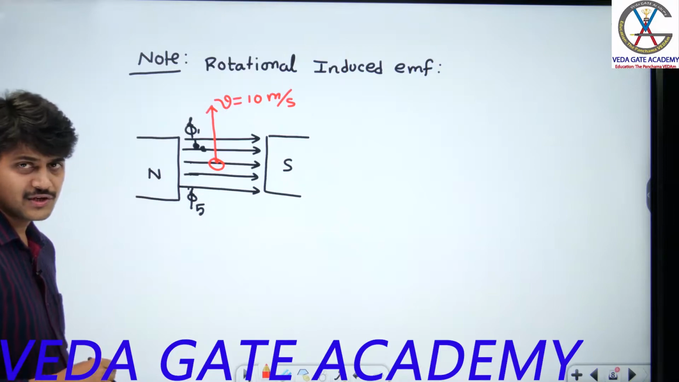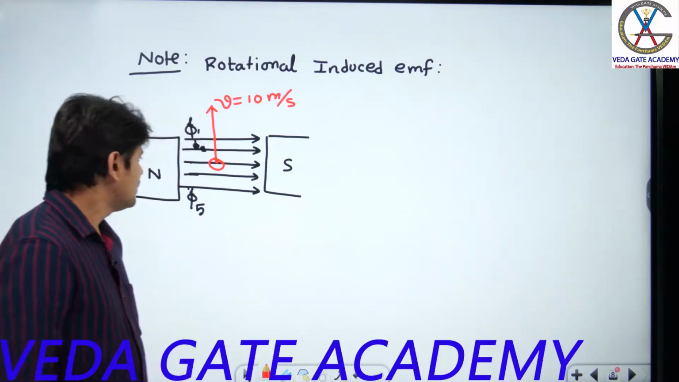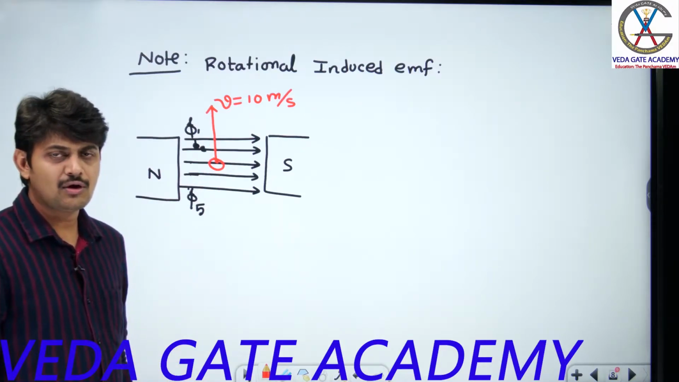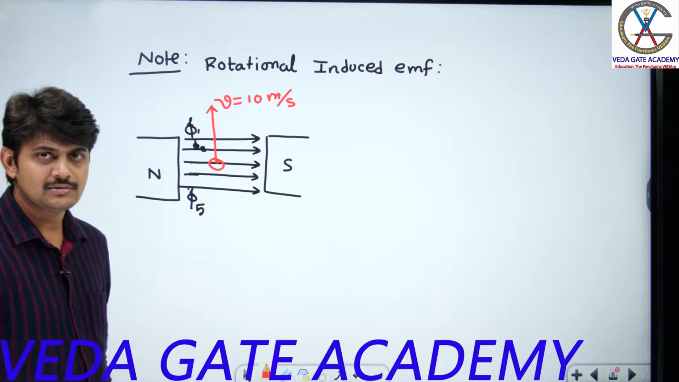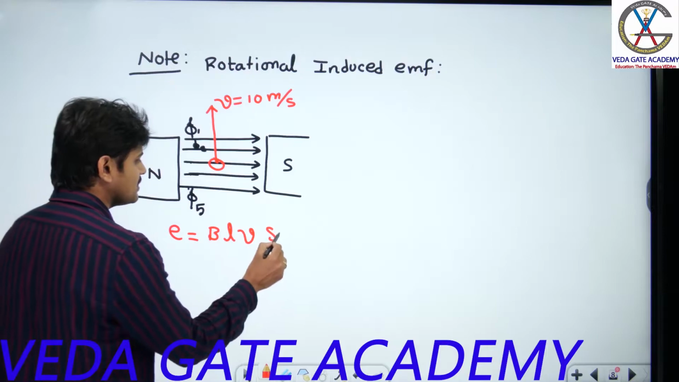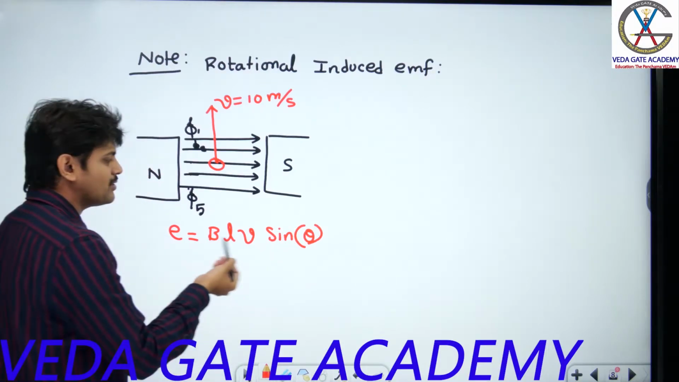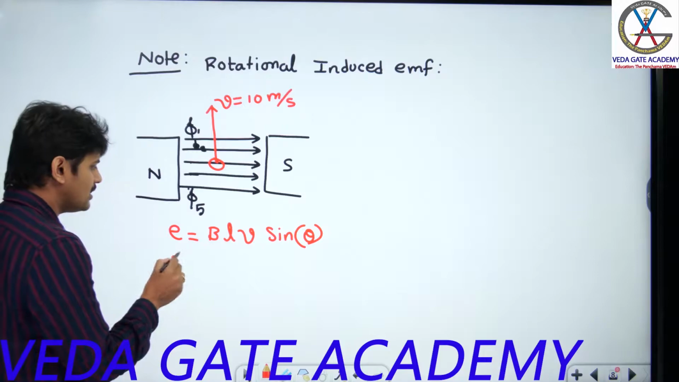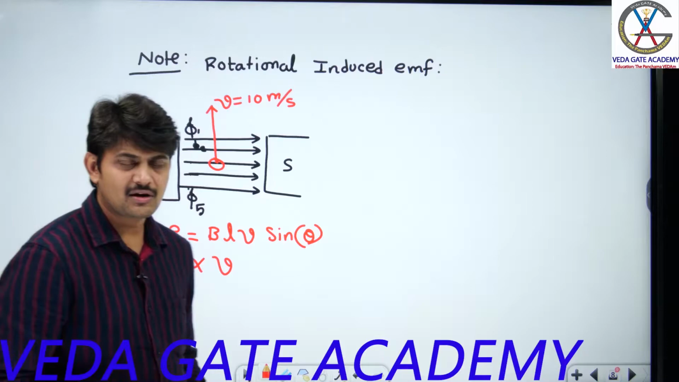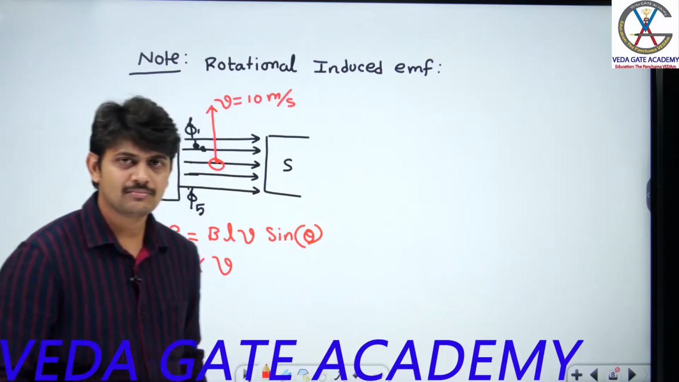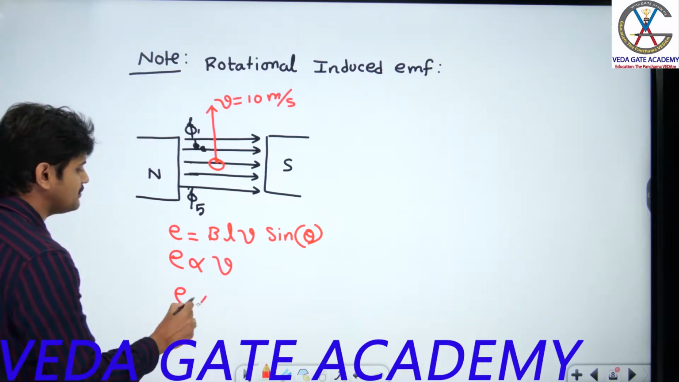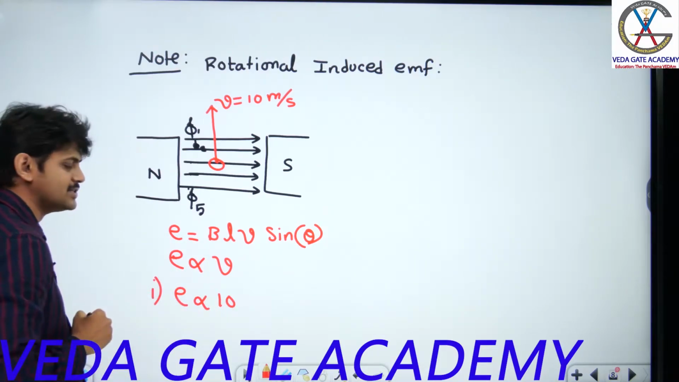Now can I see EMF gets induced? Yes. Why? Initially it links with phi 3, later phi 2, later phi 1, so we find a change in flux linkages, and obviously dynamically induced EMF will be produced. The magnitude of this EMF is BLV sin theta. If theta equals 90, you get maximum EMF. EMF is directly proportional to V, the velocity of the conductor, here 10 meters per second. Let us consider this case 1.